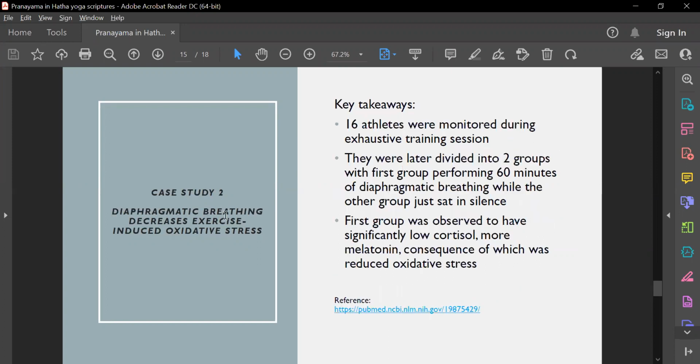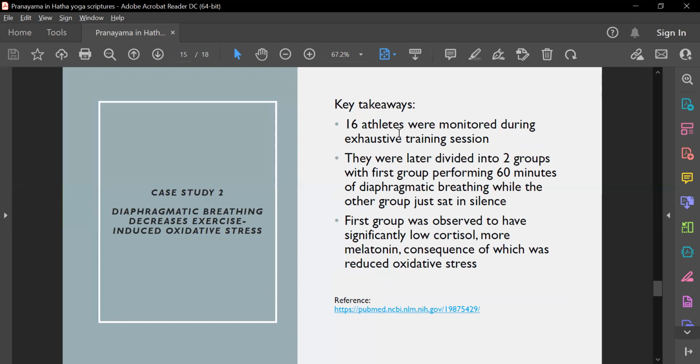But yes, there was another research study done on athletes. They were monitored during an exhaustive training session. Why are we even considering a study done on athletes? Athletes go through a lot of physical stress. When we exercise an hour, or 3 or 4 times a week, it is not much. But these athletes put their body through a lot, probably exercising many hours in a day. So there is significant oxidative stress in their body already.